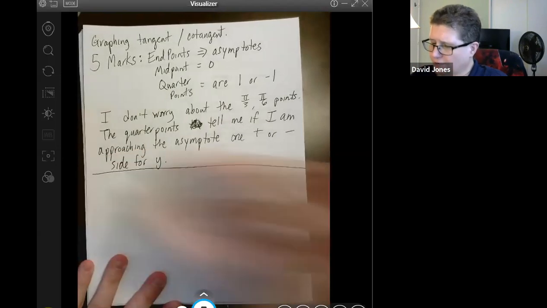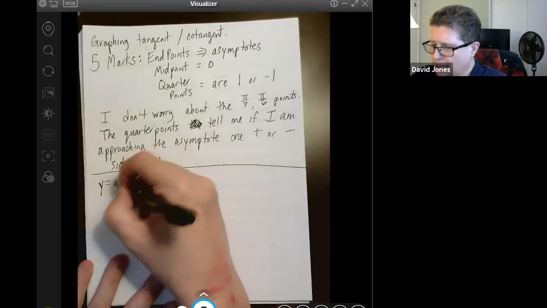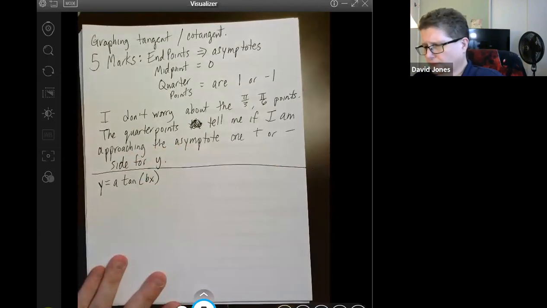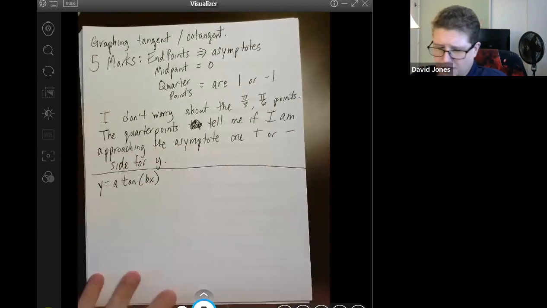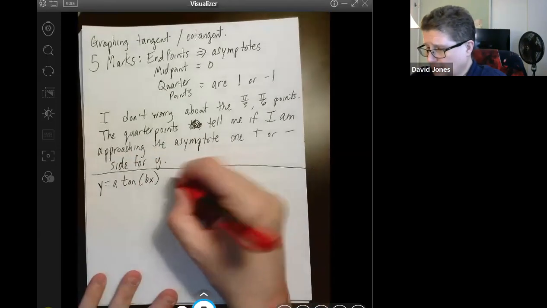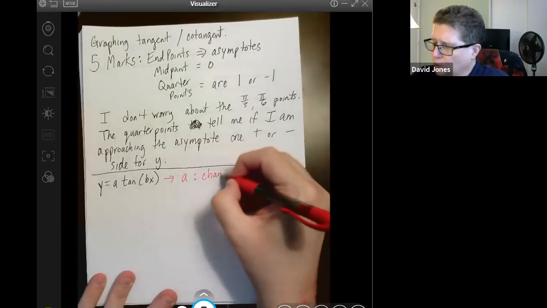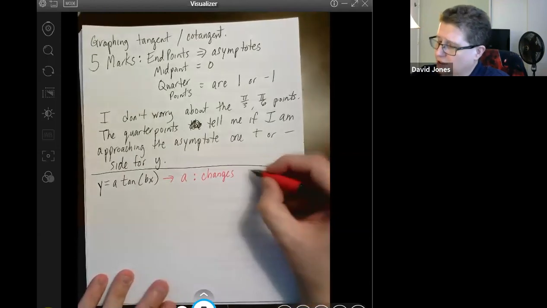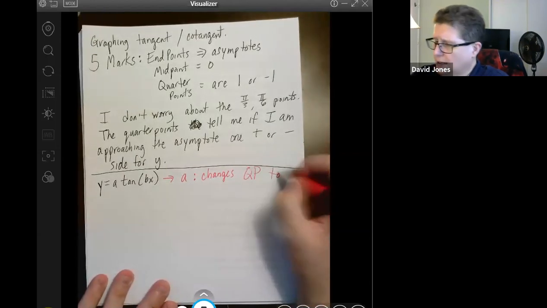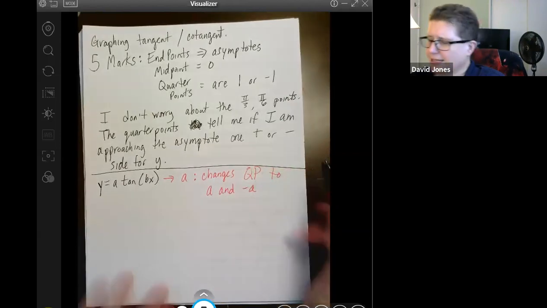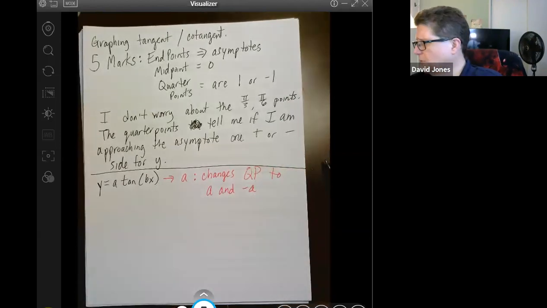Let's do y equals a tangent bx. So first off, the a, it changes the quarter points to a and negative a. That's all it does. Now what's the b do?